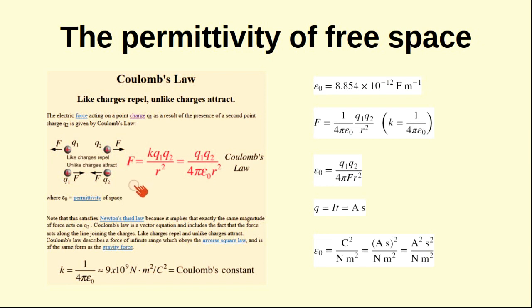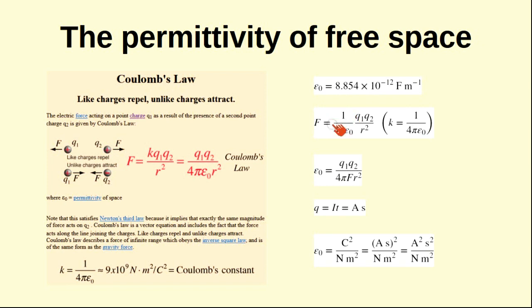Now this image here is taken from a very helpful website called Hyperphysics, and it satisfies Newton's third law, and you have this inverse square law, and k is 1 over 4 pi epsilon naught, roughly equal to 9 times 10 to the 9 newton meter squared per coulomb squared. Epsilon naught here is the constant 8.854 times 10 to the minus 12 farad per meter.